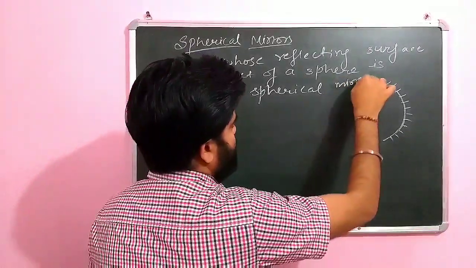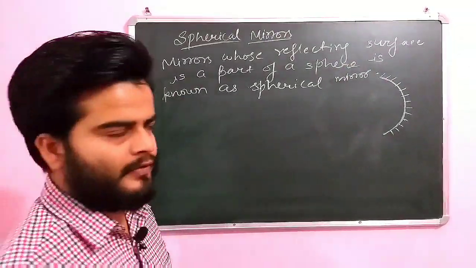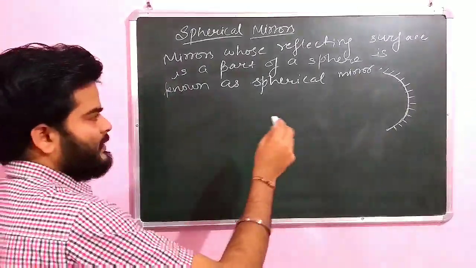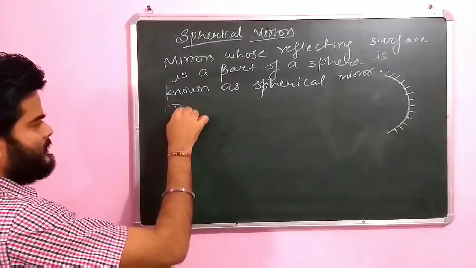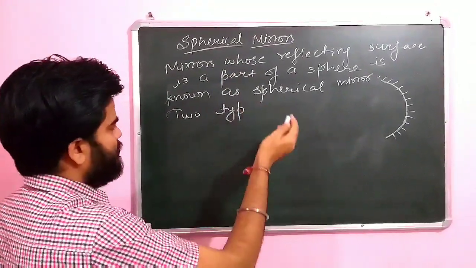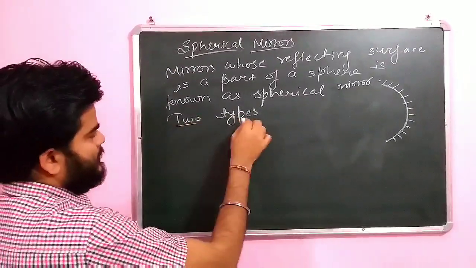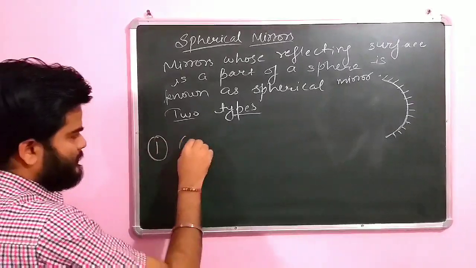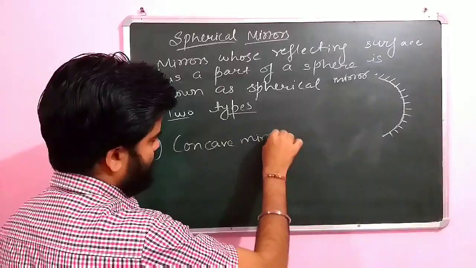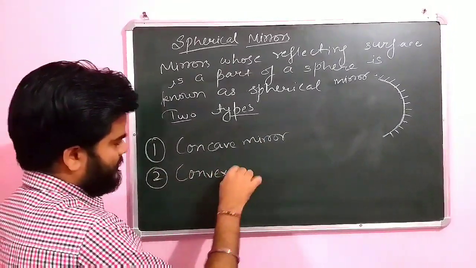It means किसी भी स्फीयर का जो पार्ट होगा उसी की रिफ्लेक्टिंग सरफेस वो हमारे पास क्या होगा? स्फेरिकल मिरर. So spherical mirrors can be of two types. We will discuss both of the types of spherical mirrors in detail. Two types, one is concave mirror and other is convex mirror.